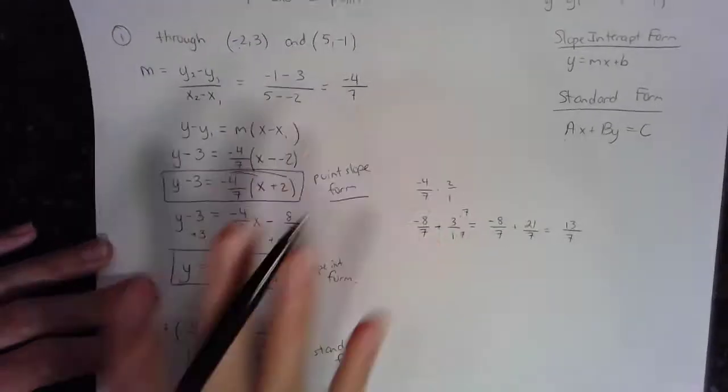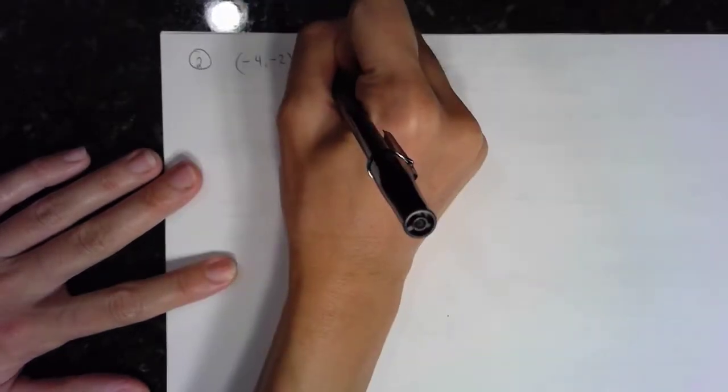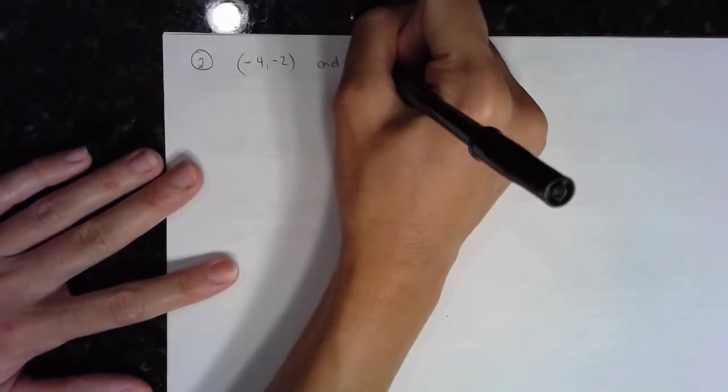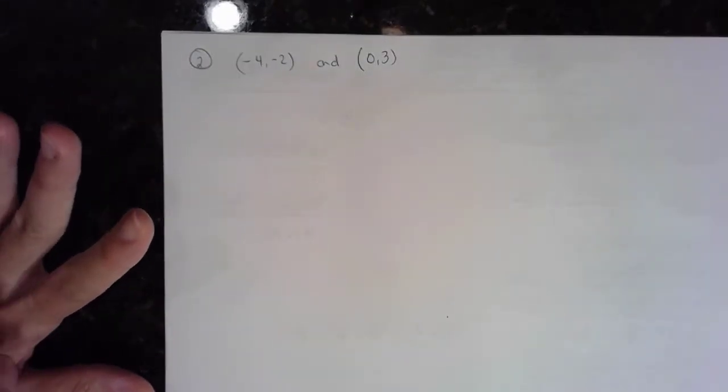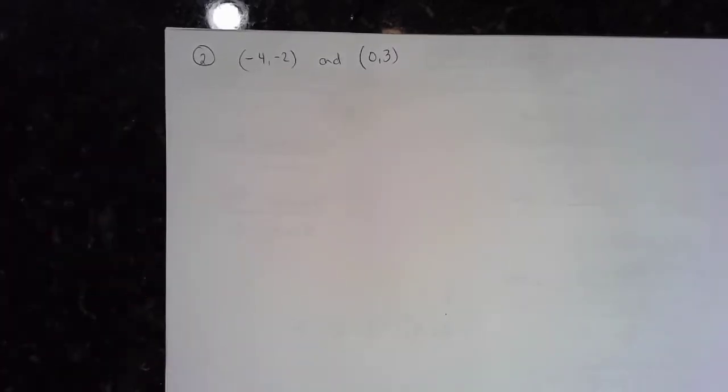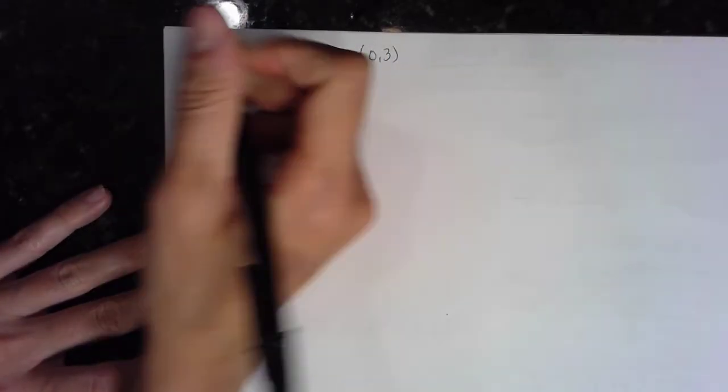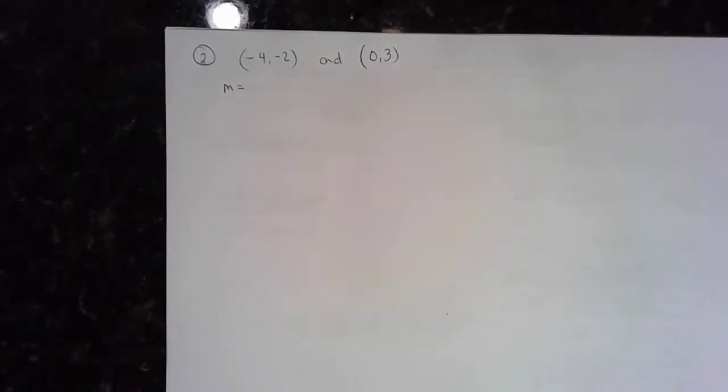Okay, so this is the first example. Let's look at another one. Number 2. Let's do the equation of the line through -4, -2, and 0, 3. Okay. Now, again, I have 2 points that are given to me. I want to write the equation of a line. Again, I'm going to need a slope and a y-intercept. So in this, a slope and a random point. It doesn't have to be a y-intercept. And I have 2 points here, so I have to find the slope.